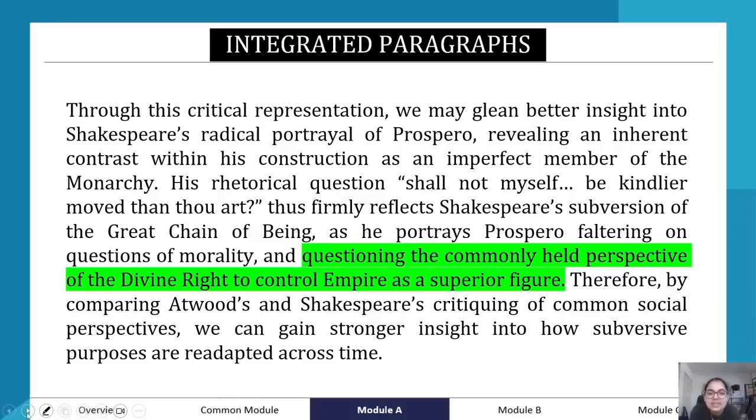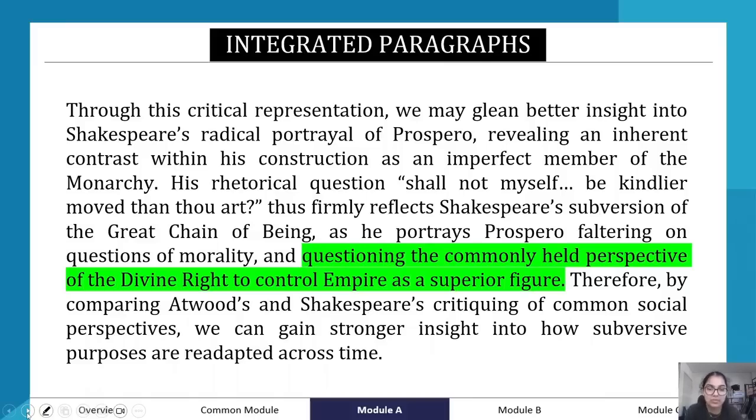Okay, and now we've gone through that, and now we bring Shakespeare back. So through this critical representation, we may glean better insight into Shakespeare's radical portrayal of Prospero, revealing an inherent contrast with his construction as an imperfect member of the monarchy. His rhetorical question, "Shall not myself be kindlier moved than thou art?" thus firmly reflects Shakespeare's subversion of the great chain of being, as he portrays Prospero faltering on questions of morality and questioning the commonly held perspective of the divine right to control empires as a superior figure.